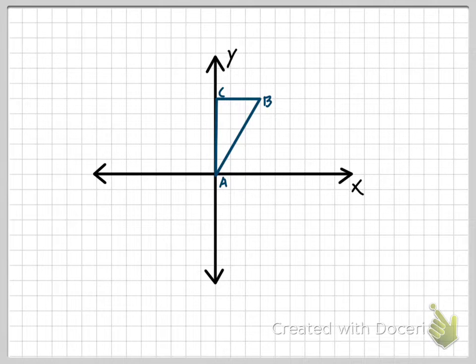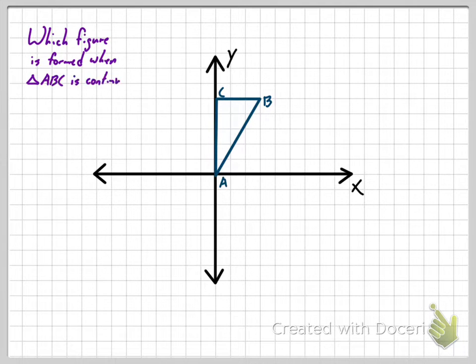So I just wanted to make a quick video about this problem here. So let's read it together. Which figure is formed when triangle ABC is continuously rotated about line segment BC?